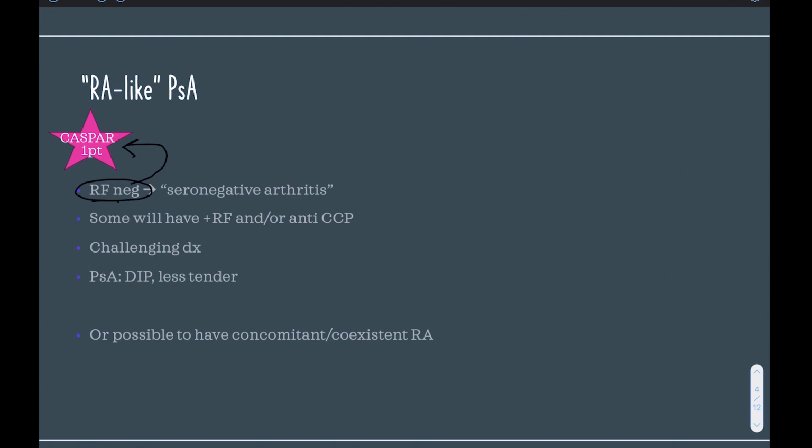Patients sometimes evolve to reveal their diagnosis down the road, but there are some clinical tips you can look for to help you distinguish the two diagnoses. One thing would be DIP involvement in psoriatic arthritis, which you do not typically see in rheumatoid arthritis unless they have concomitant osteoarthritis with their rheumatoid arthritis.